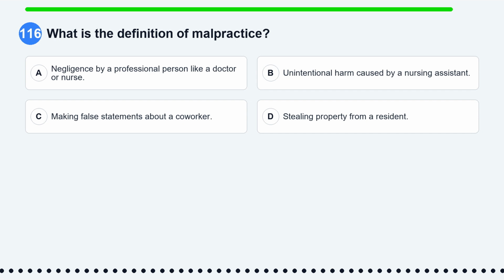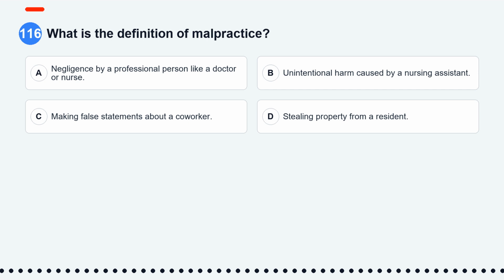Question 116. What is the definition of malpractice? Option A, negligence by a professional person like a doctor or nurse. Option B, unintentional harm caused by a nursing assistant. Option C, making false statements about a coworker. Option D, stealing property from a resident.